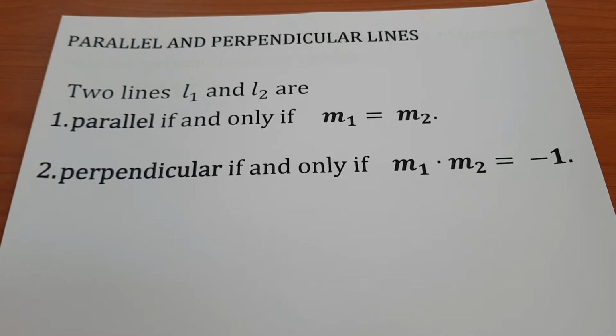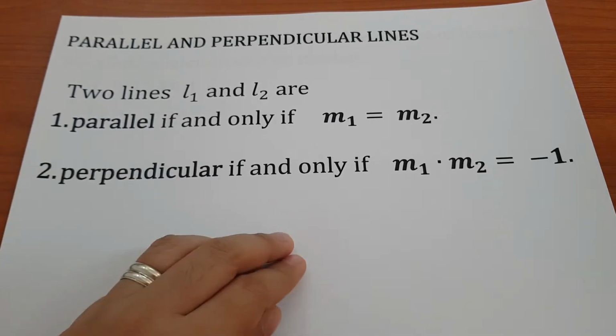We are still on chapter 5, coordinate geometry in the xy plane. Today's discussion is how to identify whether lines are parallel and whether lines are perpendicular. Now, when you say lines are parallel, what do you mean by it?